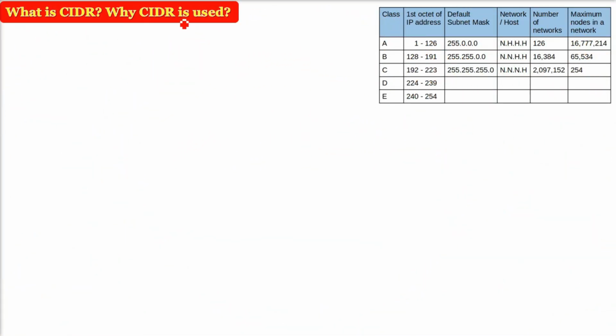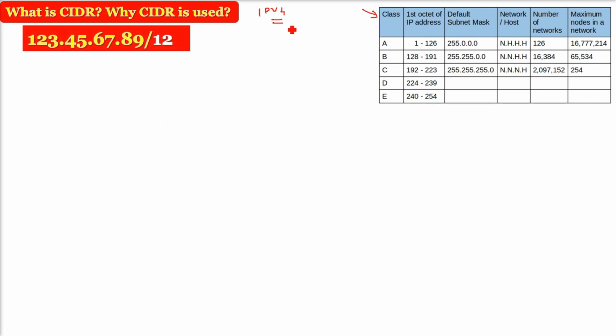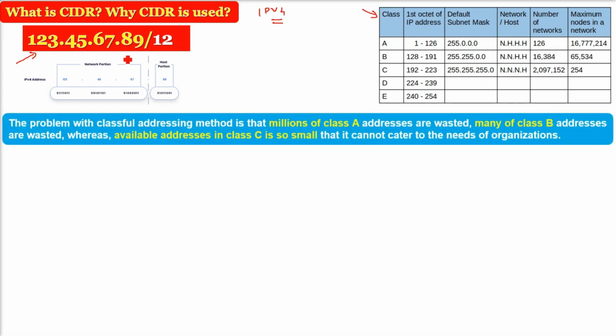What is CIDR and why is CIDR used? Everything starts from the IPv4 addressing scheme, Internet Protocol version 4. So what was the problem? Why did we move to CIDR? If you know the problem, you will be able to understand the solution.